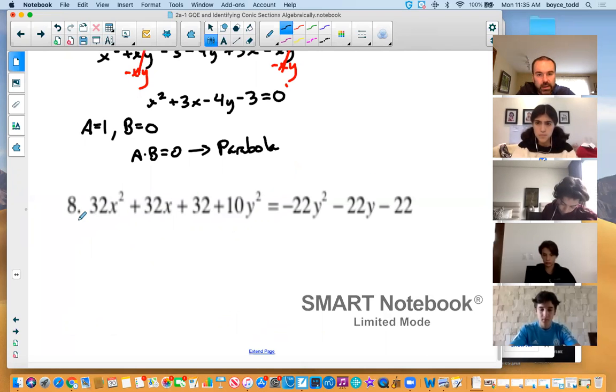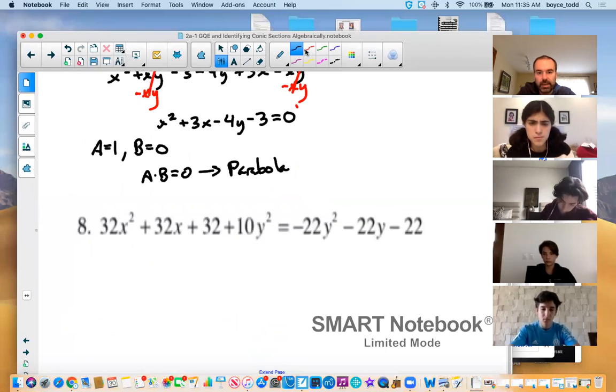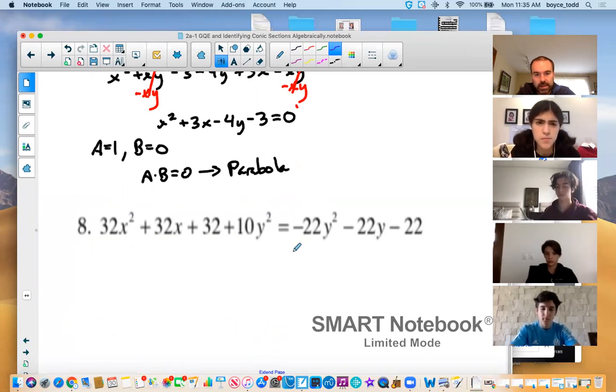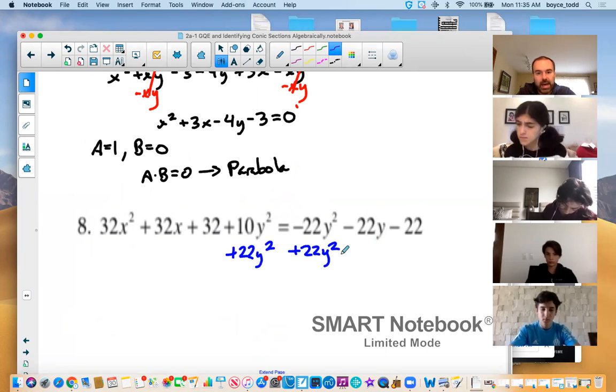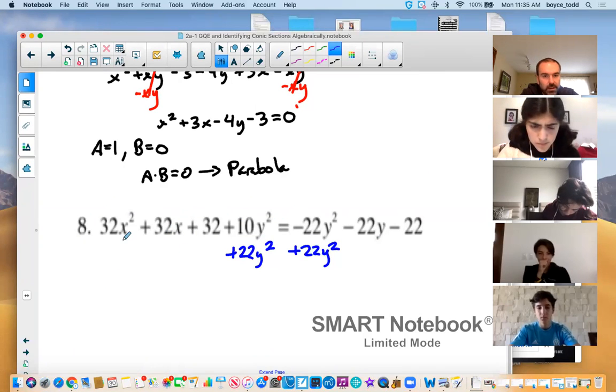Okay, so let's look at this one. This is another good one. And like I said, this time I'm going to go ahead and write the whole thing out. But again, if you want to do this fast, you'll find that you don't necessarily have to write the whole thing out. Okay, so I'm going to add the 22y squared. And really, I'm going to add these as well and bring them over. But let's write it first.